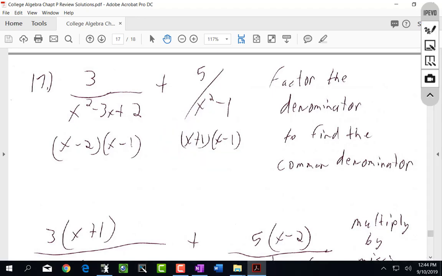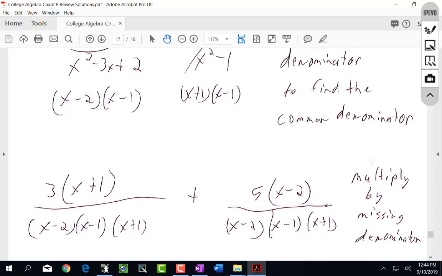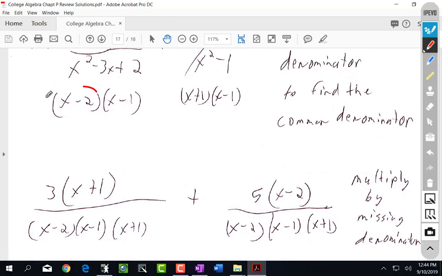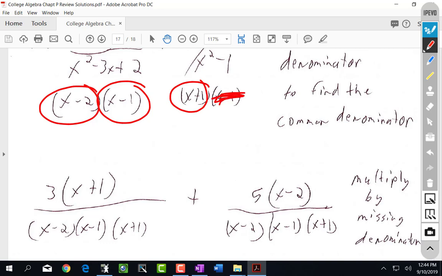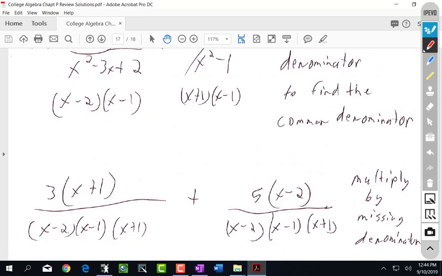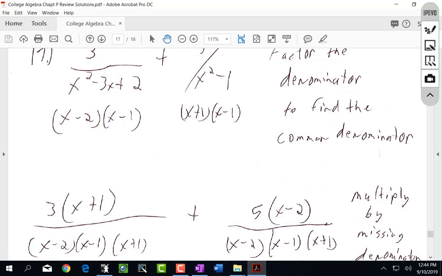Okay, now that I've done that, I'm going to go ahead and get my common denominator. So my common denominator is going to be the x minus 2, the x minus 1, and the x plus 1. You'll notice this x minus 1 is already included in the other one, so I don't have to worry about it. So here are my 3 binomials. That is my common denominator. It's x minus 2 times x minus 1 times x plus 1. So I put both of my numerators over that, and I multiply by the missing denominator.